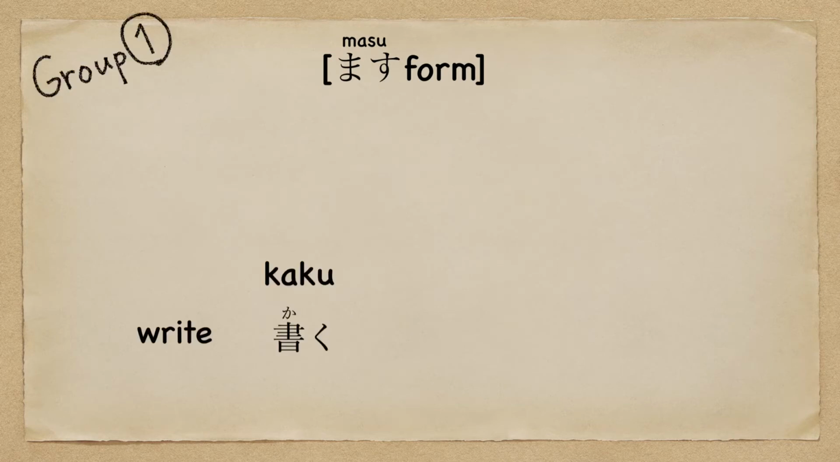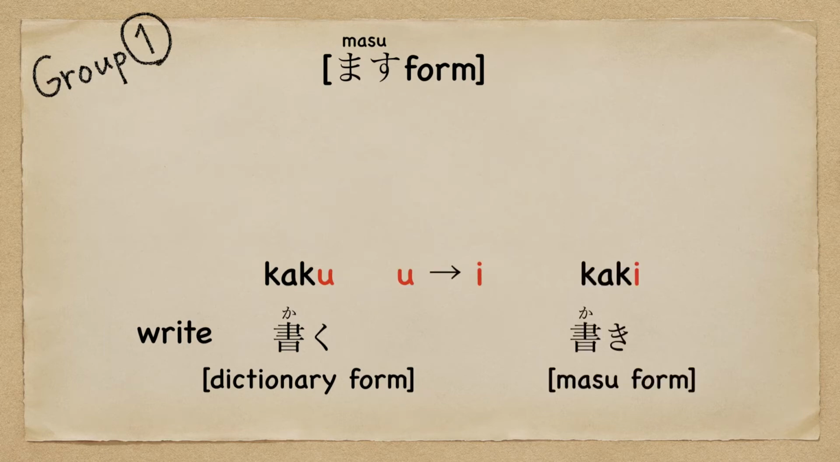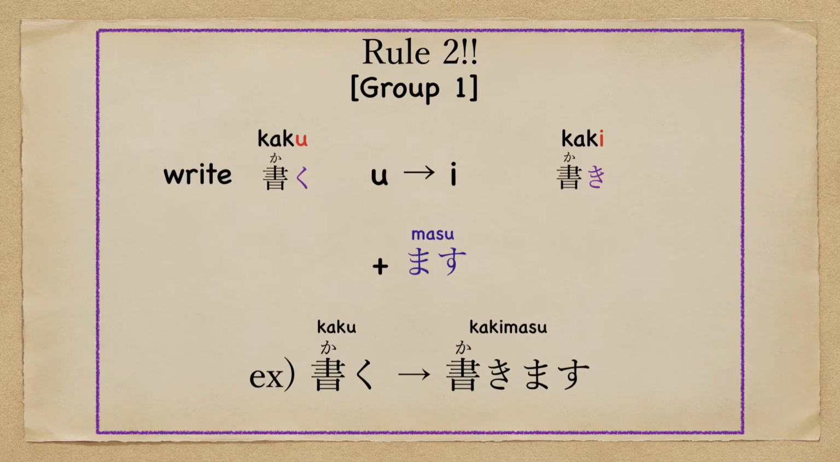Okay, let's learn the first group. You know, kaku is the dictionary form. Okay, u changes to i: kaki. So, of course, the hiragana also changes. Okay, kaku becomes kakimasu. Kakimasu. Rule number two: u becomes i. Kaku, kakimasu.